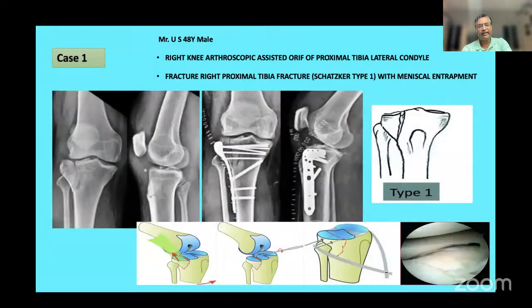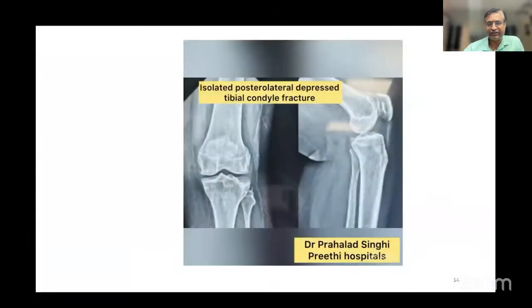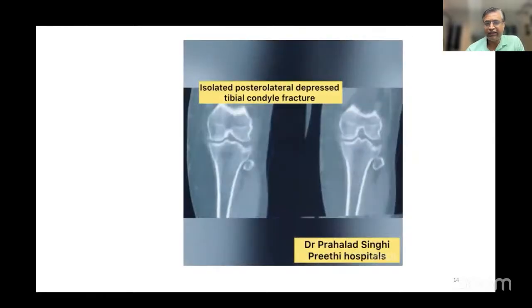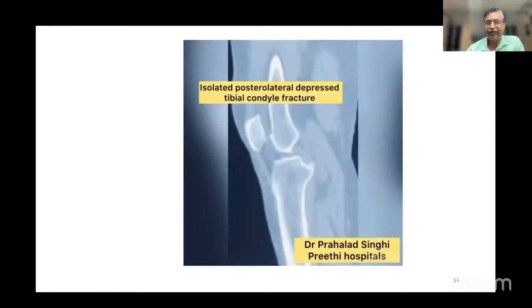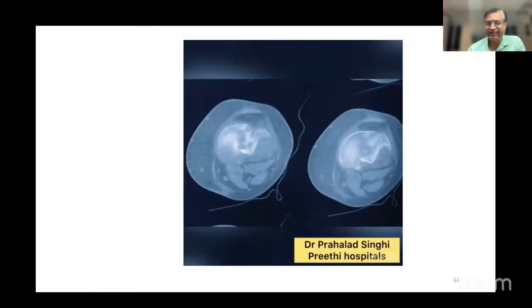So this is another case where you can see there was a meniscus impalement in this type 1 Schatzker fracture. So we did an arthroscopic assisted repair of these fractures. This is another fracture, the one which I showed you before. It had a posterolateral isolated depression. So these are very difficult. You need to do a Frosch approach or modified Frosch approach to access this area.